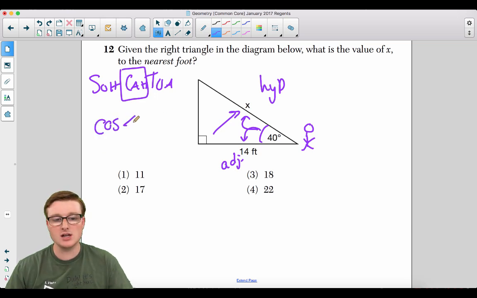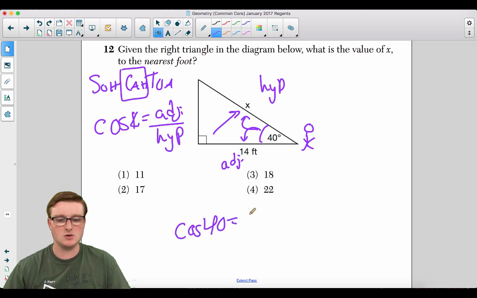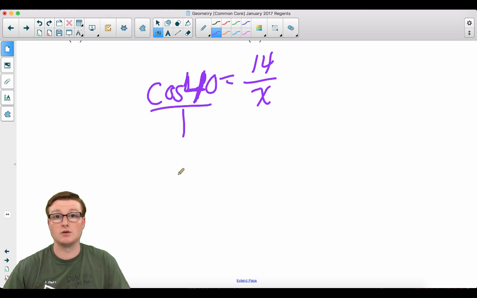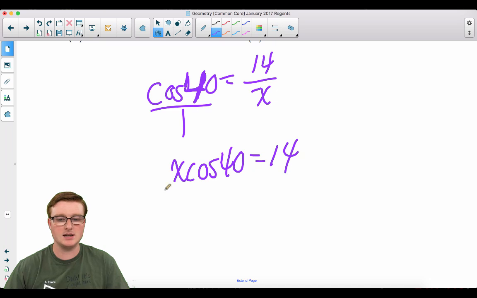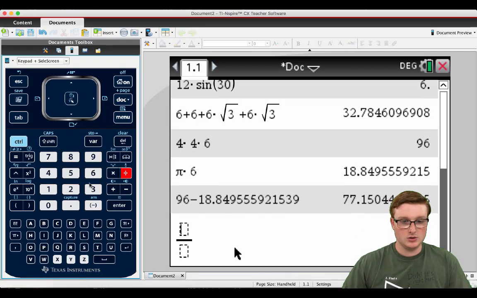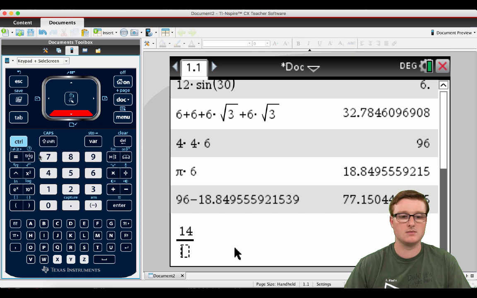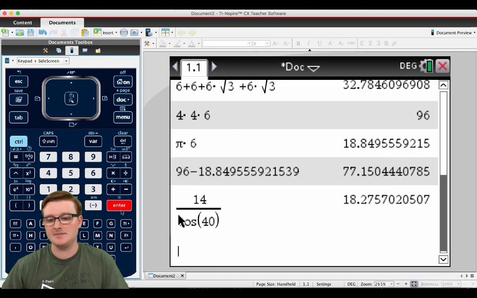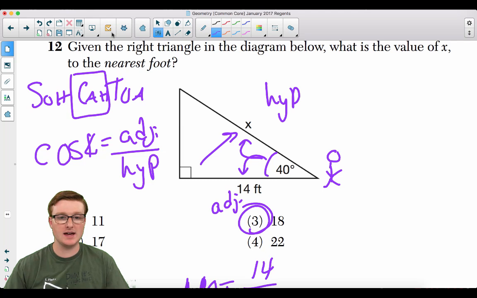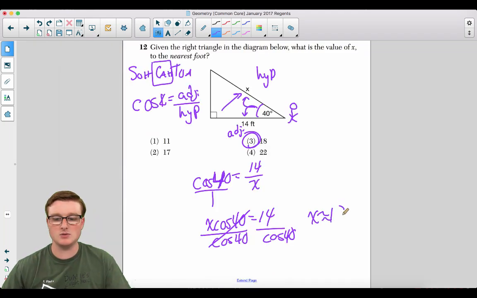So the cosine of some angle is equal to the adjacent over the hypotenuse. So the cosine of 40 is equal to the adjacent, which is 14, over the hypotenuse, which is x. We are then going to cross multiply this information. Put that over 1, we get x cosine 40 is equal to 14, divided by cosine of 40 on both sides. And we get 14 over the cosine of 40, and we get 18.27. That's about 18.3. Doesn't matter. They're asking you for the nearest foot. That is equal to 18. So x is approximately equal to 18.